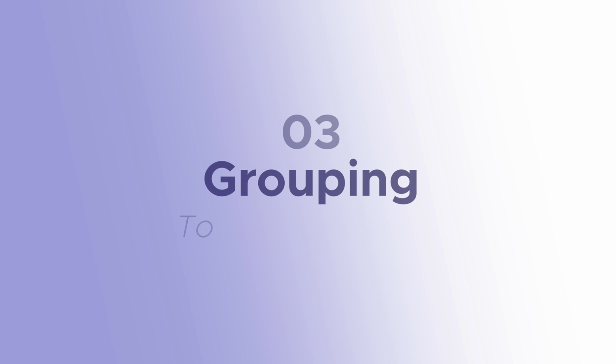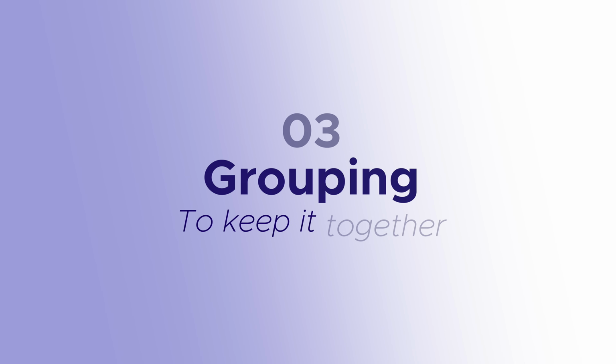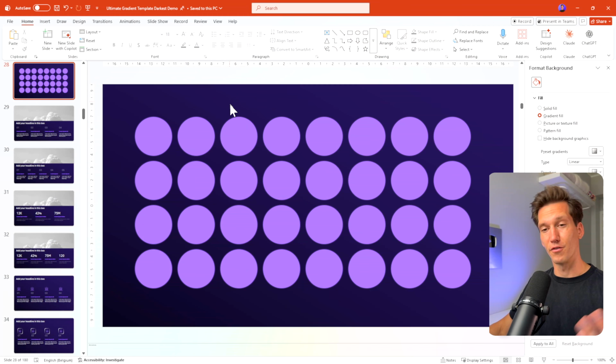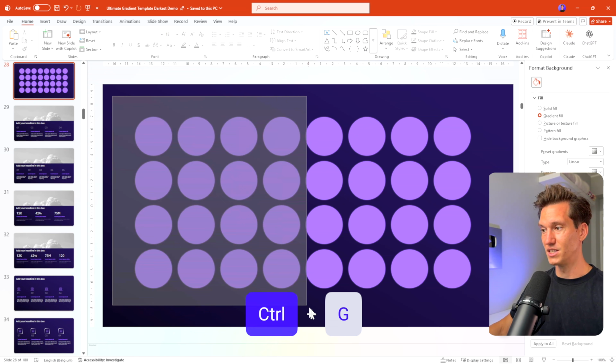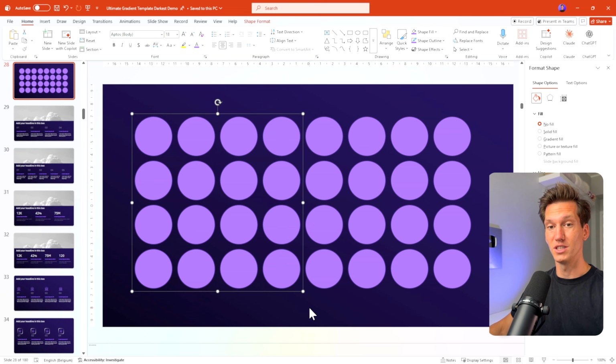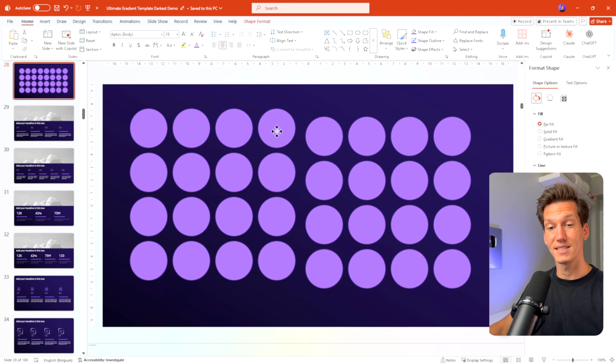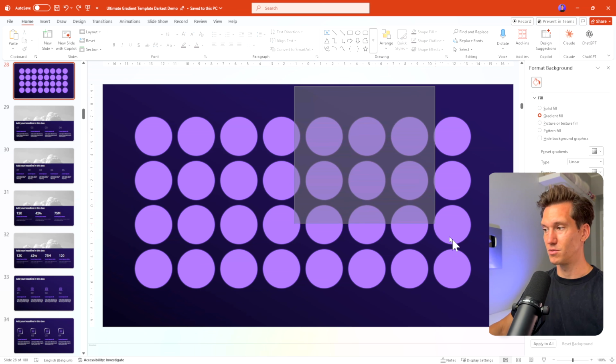Now with duplication, we create a lot of objects, and this is where the next shortcut comes in to sort of keep everything bundled and nicely together. And that's going to be the grouping shortcut. And for that, we're going to use Ctrl-G. So if we select, for example, these 4 here, and we press Ctrl-G, we group it together, and now it acts as one shape. We can also do that with the other one.